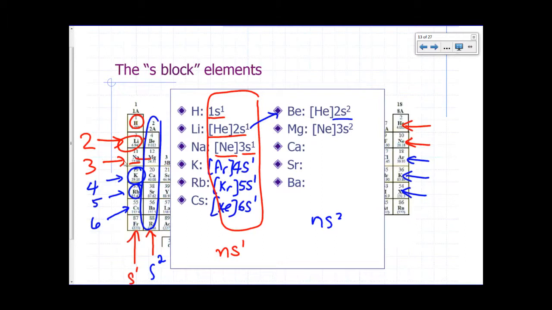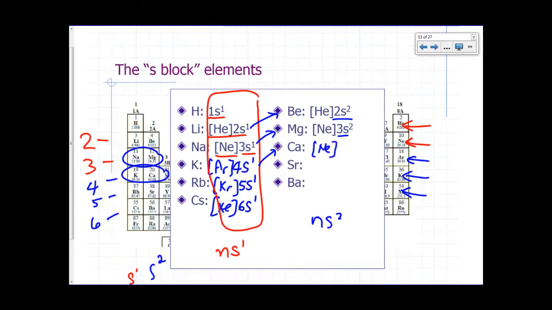Magnesium, okay, let's see. Magnesium comes after sodium, so if sodium is neon core 3s1, then magnesium is neon core 3s2. Calcium comes after potassium, so it's going to be neon core, and then it's in the fourth row, so 4s2.